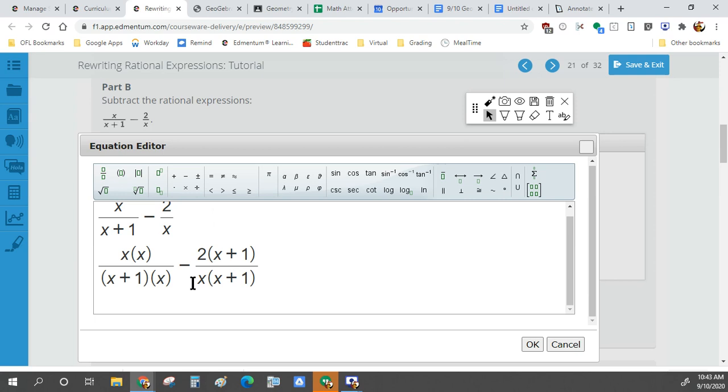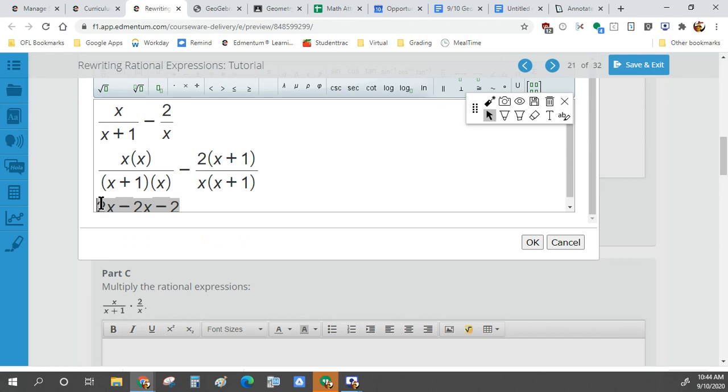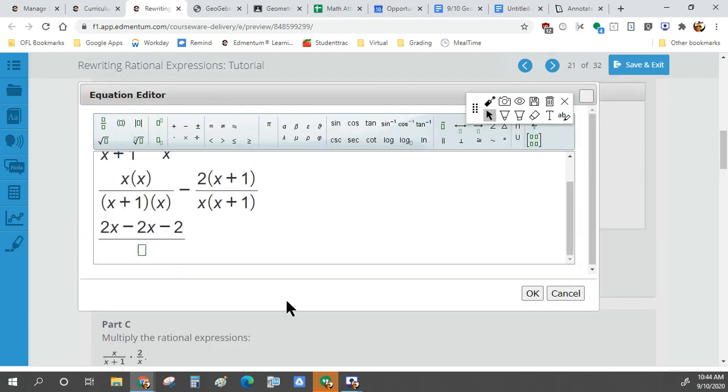So this becomes 2x minus 2x minus 2. That's my top part. So again, I forgot to do my fraction, so I'm going to highlight that with my mouse. Click that. Boom, I have a fraction. Now at the bottom, I'm just going to make it look like this because I like this way better. It makes it really easy to distribute. X plus 1.